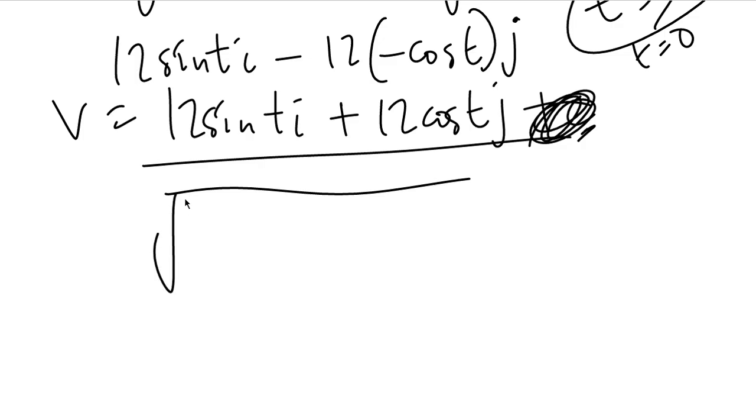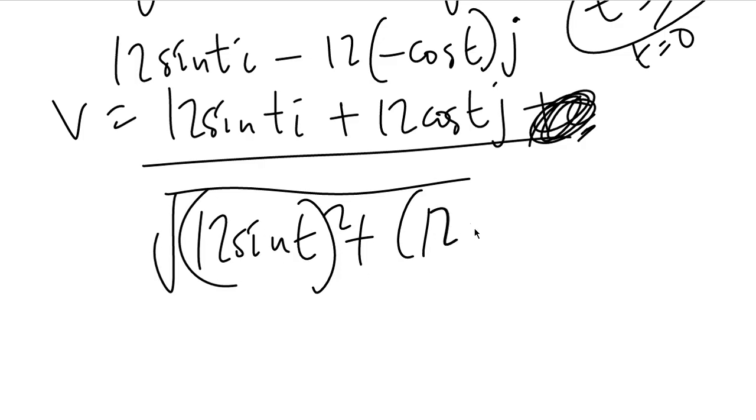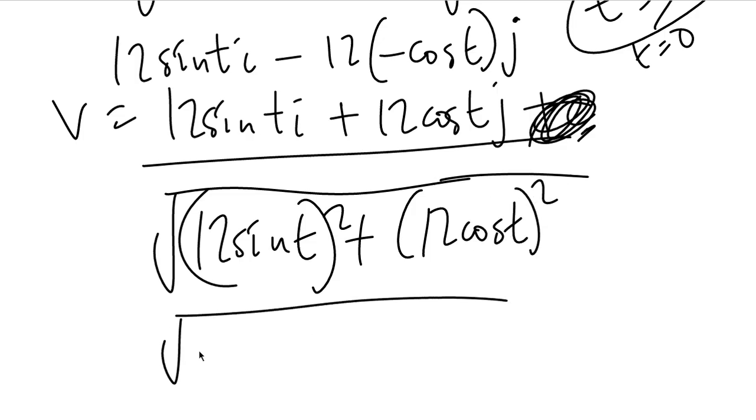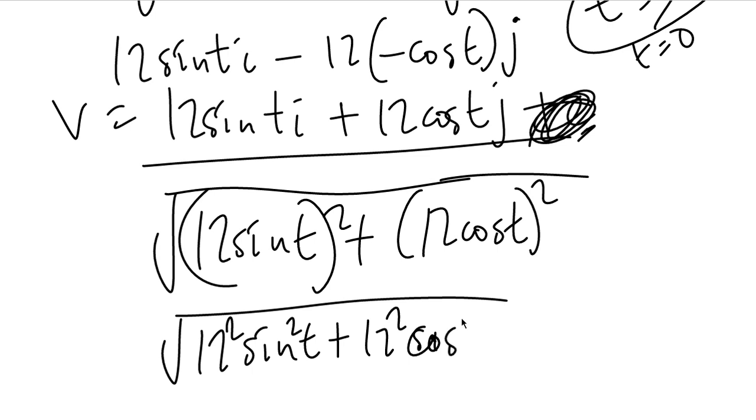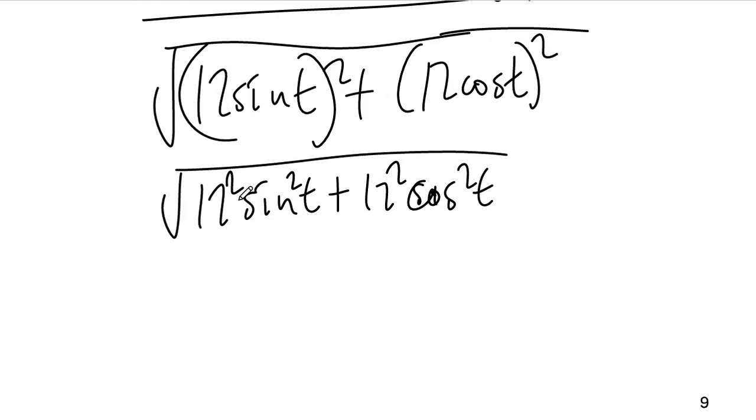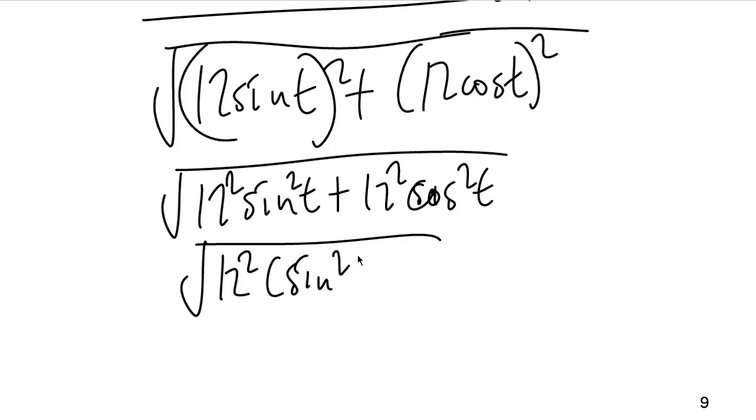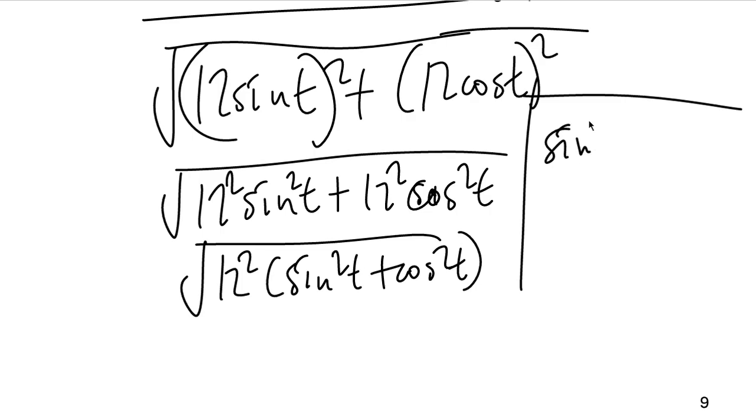So, the square root of each component: 12 sin t squared plus 12 cos t squared. That's going to be the square root of 12 squared sin squared t plus 12 squared cos squared t. Then we can factor out the common factor, 12 squared, into sin squared t plus cos squared t. You should know the trig identity that sin squared x plus cos squared x is 1, so sin squared t plus cos squared t is 1.